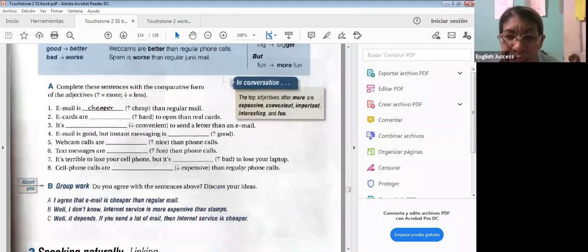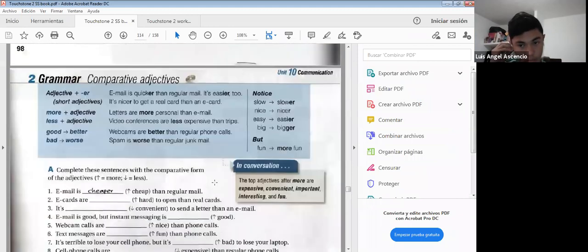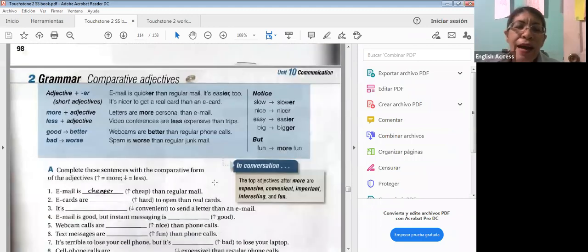Well, Luis, this was the last exercise for lesson A. In lesson A, we started using comparative adjectives. As you remember, with short adjectives, we add ER at the end of the word, so we can compare, ER plus than. Example, email is quicker than regular mail. It's nicer to get a real card than an e-card. And for long adjectives, for example, expensive, personal, difficult, boring, we use the words more or less before the word. Example, letters are more personal than email, video conferences are less expensive than trips.